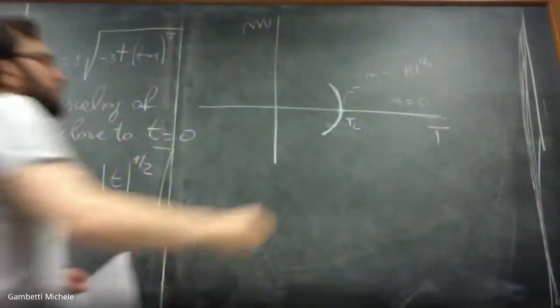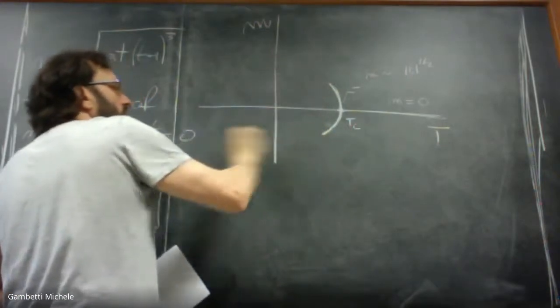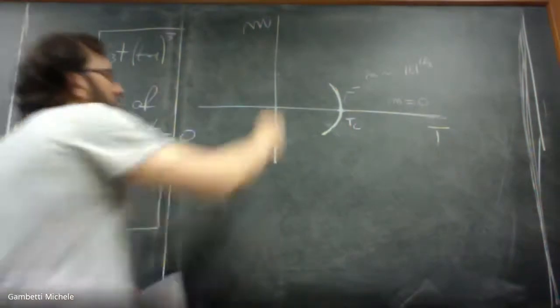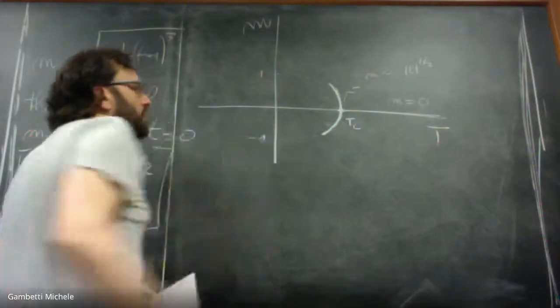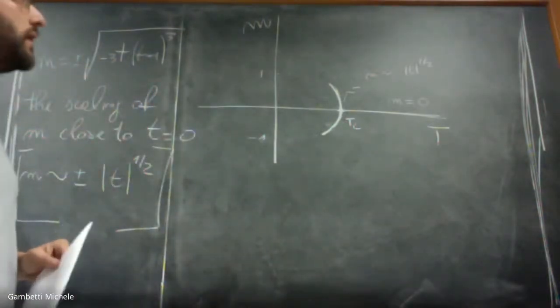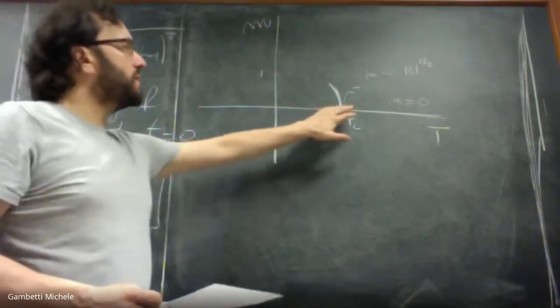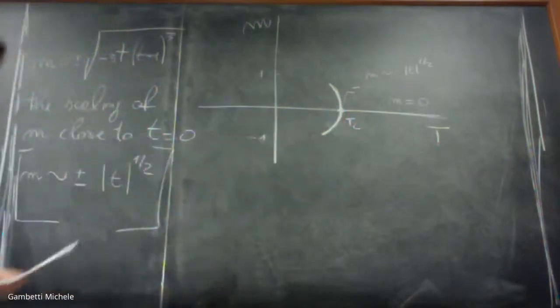And of course, when I go to even smaller temperature, at some point I will have the finite value, which will be plus 1 and minus 1. To have the proper solution, I should solve numerically the equation that we wrote before for M. But we are more interested at the moment in what happens close to the critical point, which is exactly what I'm saying here.